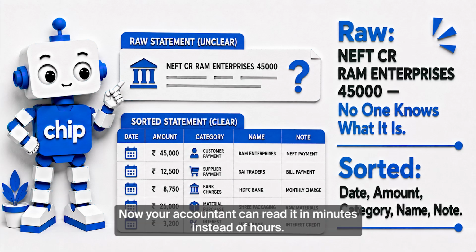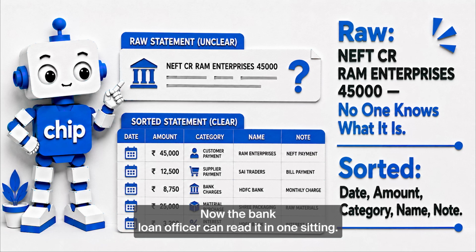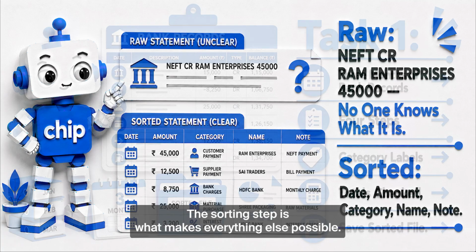Now your accountant can read it in minutes instead of hours. Now the bank loan officer can read it in one sitting. The sorting step is what makes everything else possible.